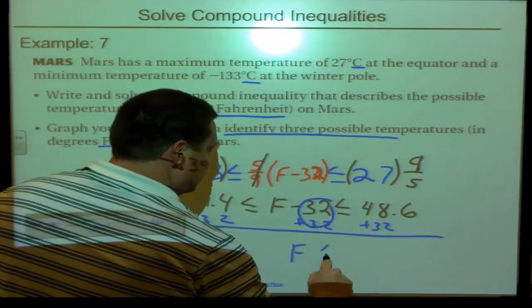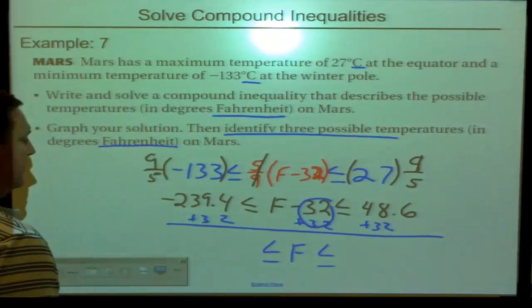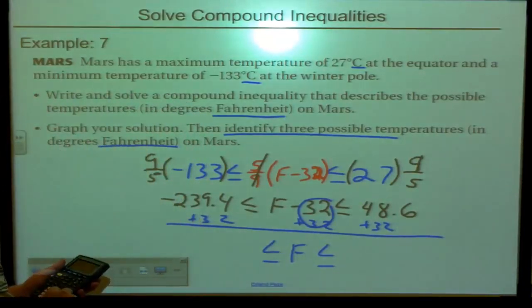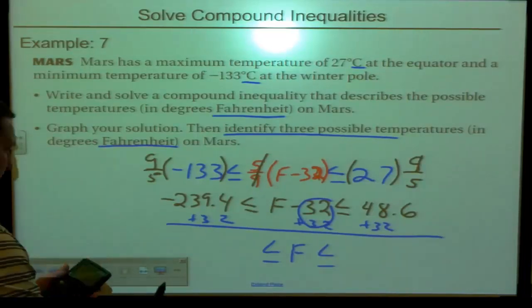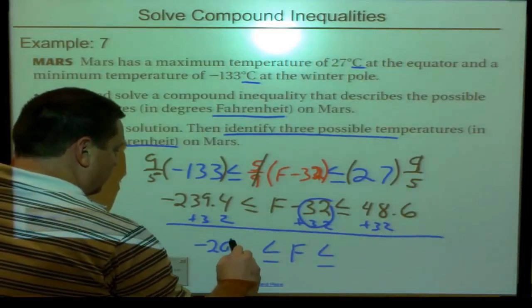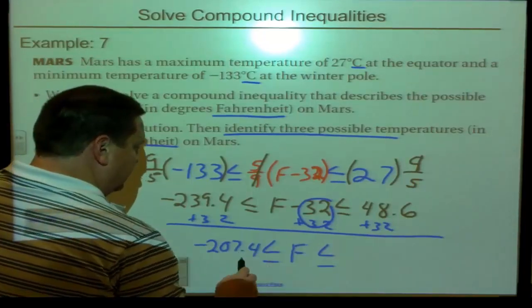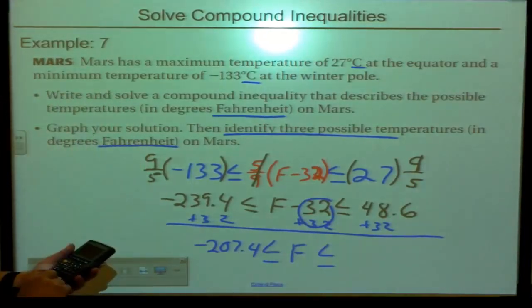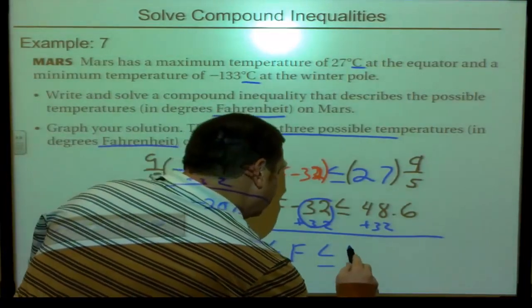And now to get Fahrenheit by itself, I still have to add 32, and this becomes 0, so I have Fahrenheit greater than or equal to negative 239.4. I'm going to add to it 32 degrees. That brings it down to negative 207.4 degrees, or on the other side, 48.6 plus 32 would give us 80.6 degrees.